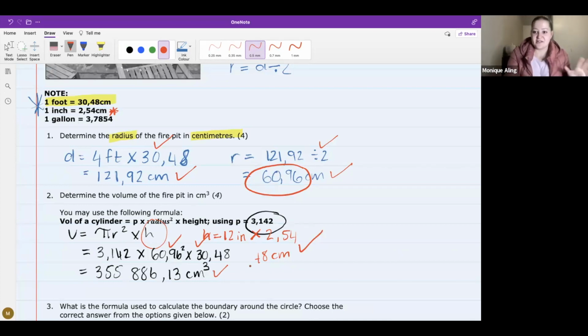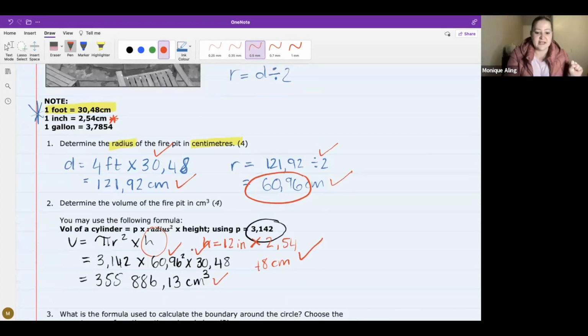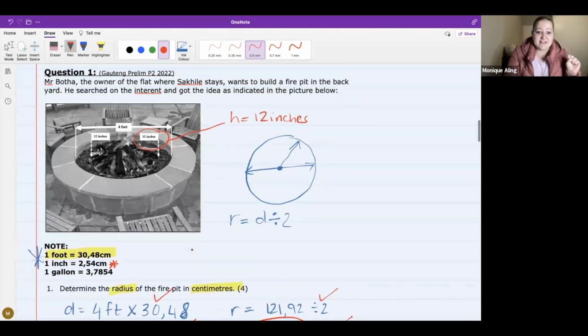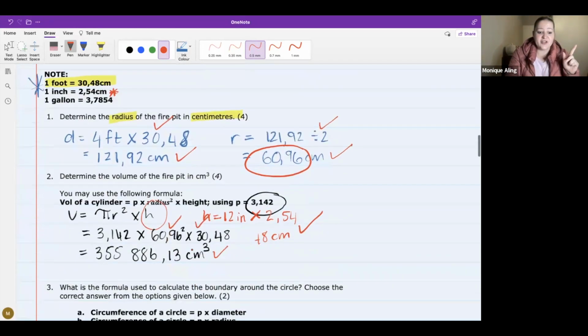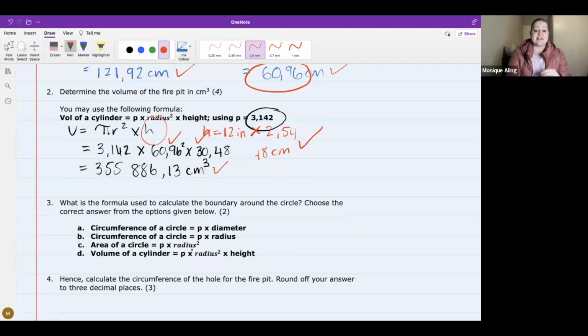Okay, well done. You guys are doing really well with these conversions. Just a reminder, we are looking at this fire pit. It is circular in shape. Question 3 asks us, what is the formula used to calculate the boundary around the circle? Choose the correct answer from the options given below. What do we mean by boundary around the circle? That's the perimeter of our circle or the circumference.